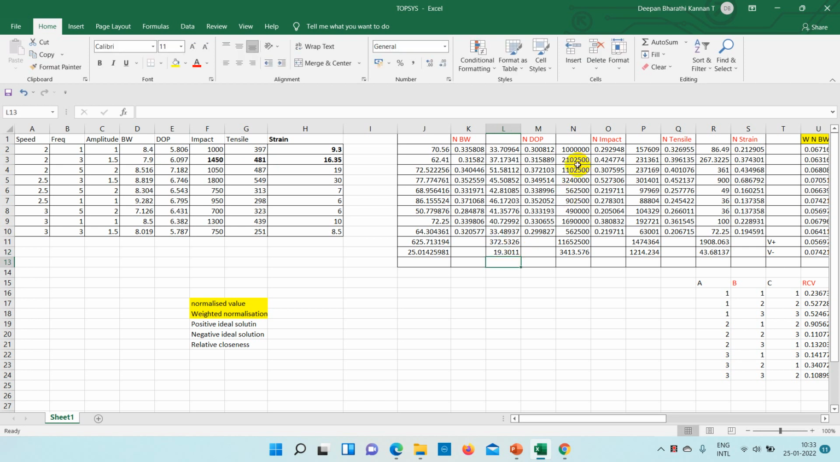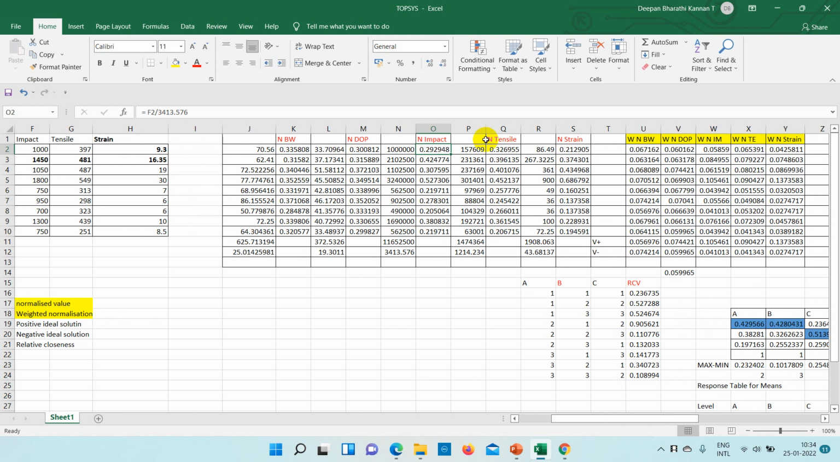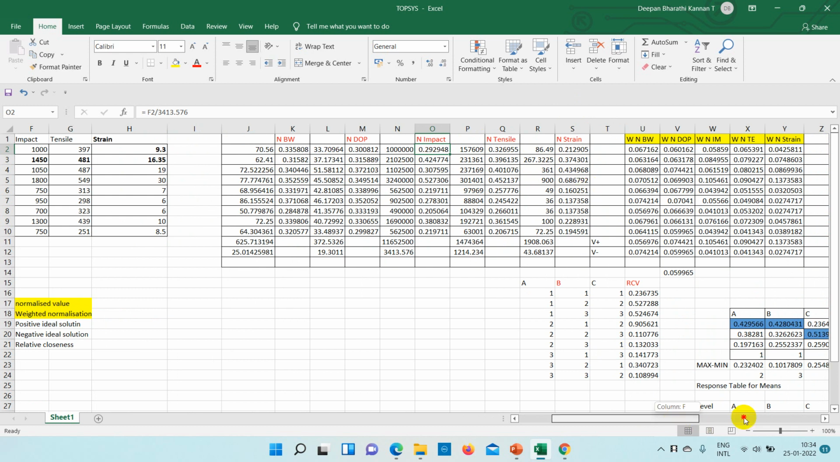Similarly for impact strength, what they have done is that you can see here it is 1000, square them. Likewise do the square for all the 9 values, do the summation, find the square root. Then divide this 1000 by this 3413, you will get this 0.29. Likewise you have to do it for all the 9 values. Similar step for tensile strength and the strain. Find the square for all the output parameters, the summation of those square terms, then the square root of that. Simple.